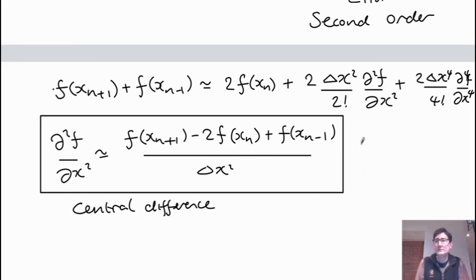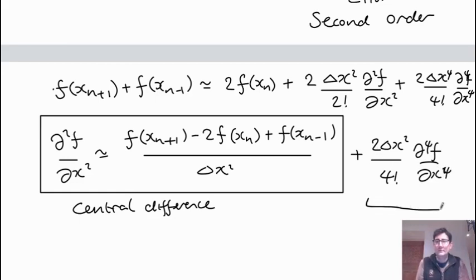So that's the second derivative. The error here, again, we just divided through by delta x squared. So we have an error which is 2 delta x squared. So we start with the delta x to the 4 and put this term. So this is also an error term. This is the error. And it's a second order method as well, because of delta x squared.